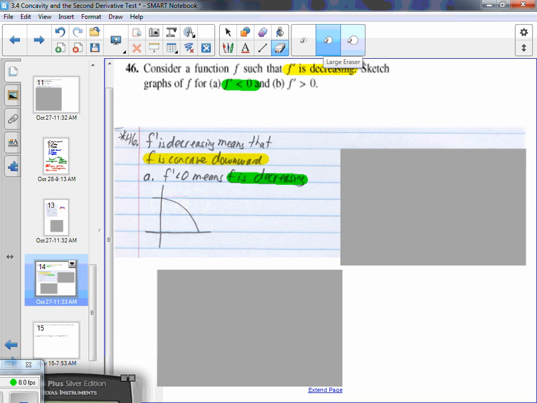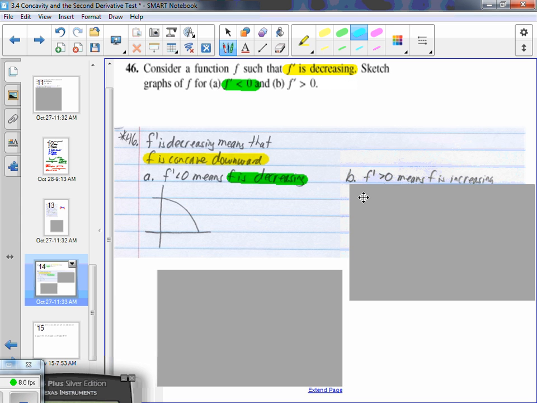All right, now, part B. f is still concave downward. f prime decreasing still means that f is concave downward. But f prime greater than 0 tells us what about f? Is f increasing or decreasing? It's increasing. So f prime greater than 0 tells us f is increasing.